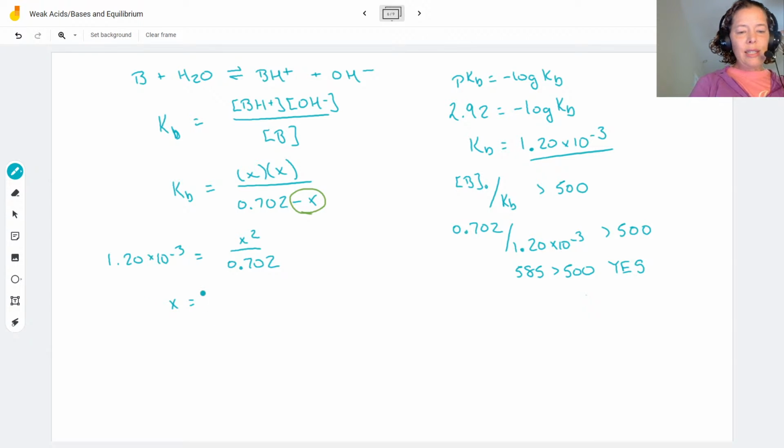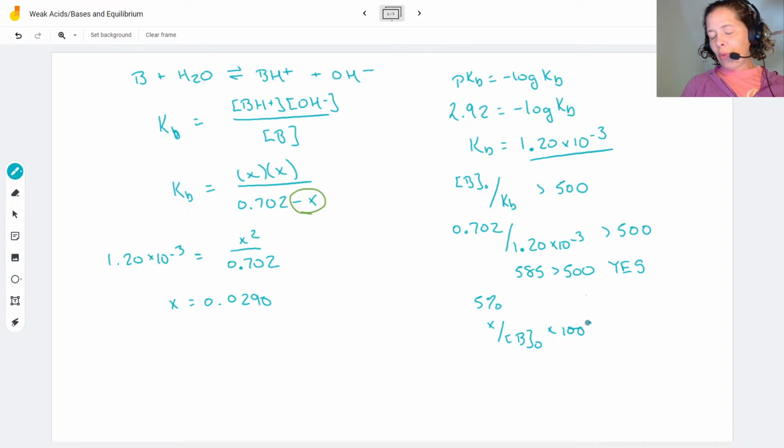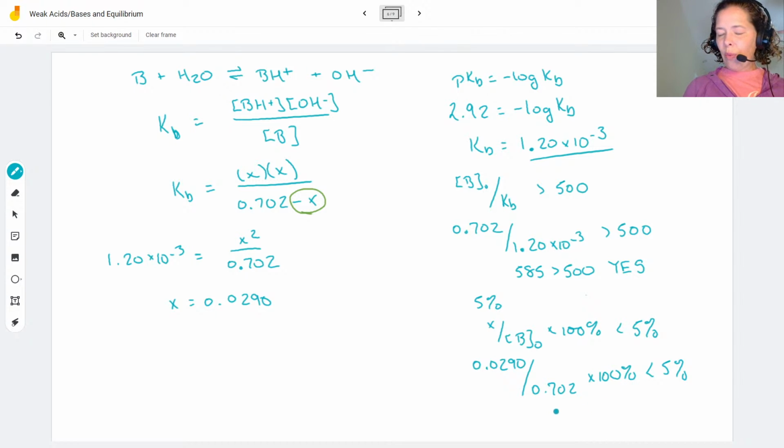So what is our value for x? It is 0.0290. Let's check our 5% rule because we've just solved for x. x over our initial concentration of B times 100% should be less than 5%. So let's see if this is okay. Over my initial concentration, what was my, oh yeah, 0.702 times 100%. Again, hoping this is less than 5. And we get 4.1%. So again, borderline, but yes, this is true. So we are okay with dropping that minus x.